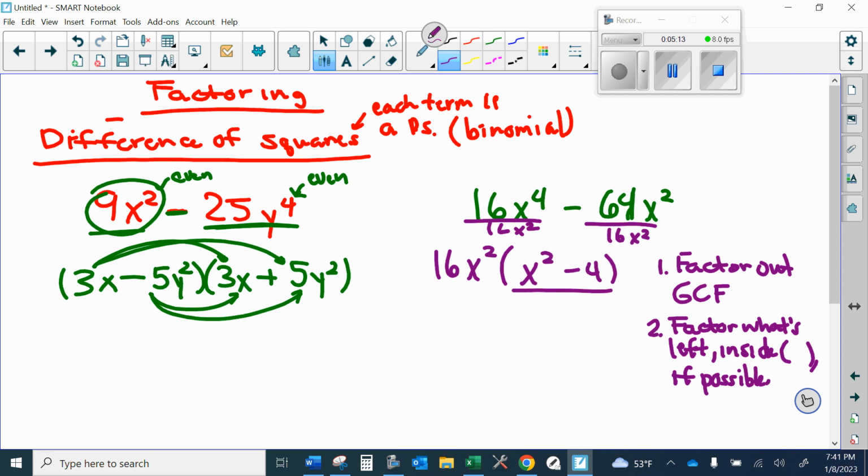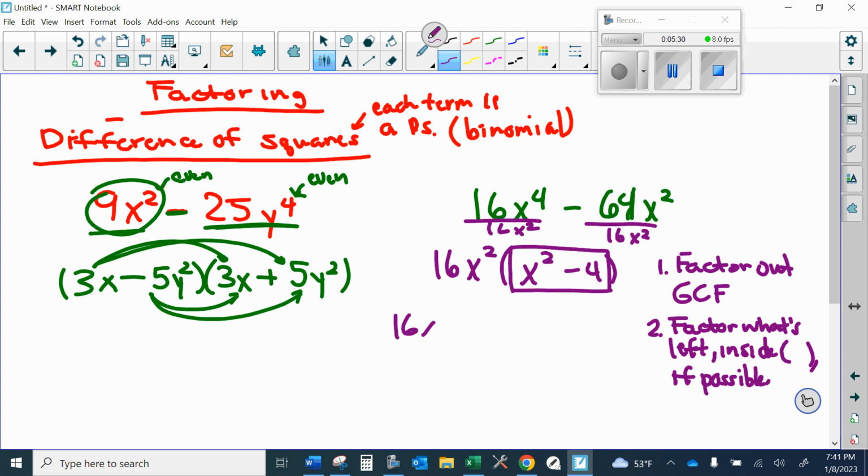Is there an x in common? No. Is there a number in common? No. So I did take out the full GCF, but I need to check that first to make sure I did take out the full GCF. I see a binomial left. First thing I'm asking myself is a difference of squares. And yes, it is. x squared is a perfect square and 4 is a perfect square.